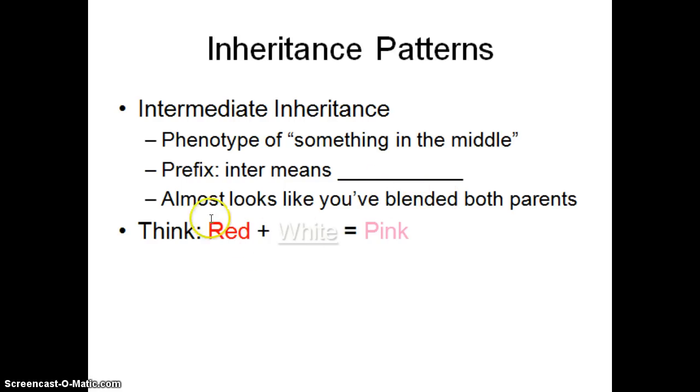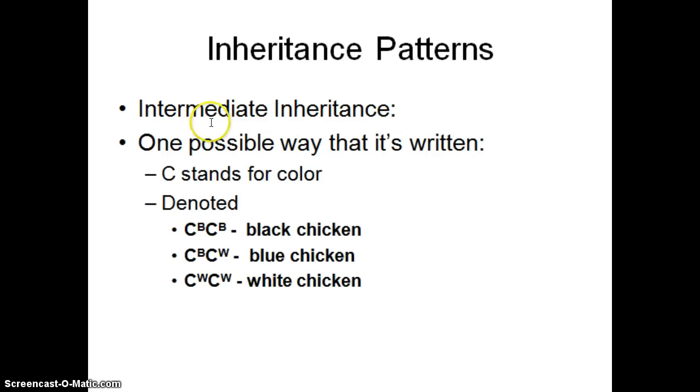So if I had a flower that was red and I mated it with a flower that's white, if it was inherited by an intermediate pattern or an incomplete pattern, we would end up with a pink flower. So we need to figure out a way to actually write this differently than we've written other things. How we go about that is, in intermediate or incomplete dominance, we would write the color with C, and then we actually put superscript colors up here.